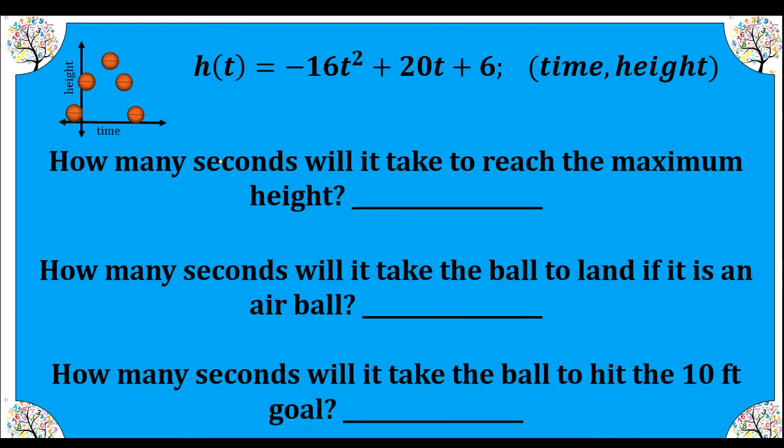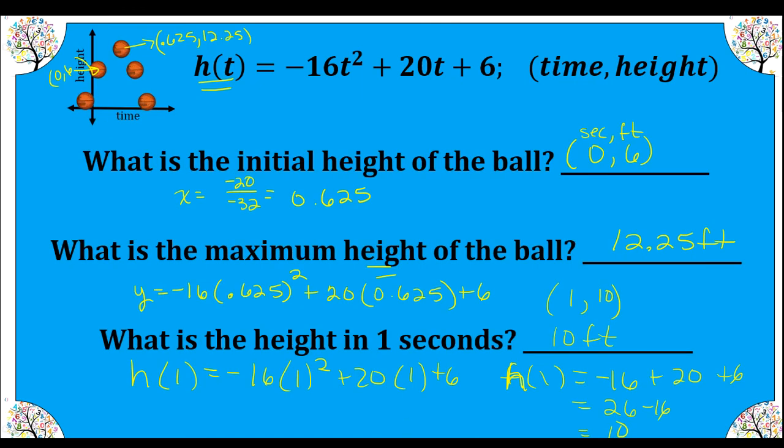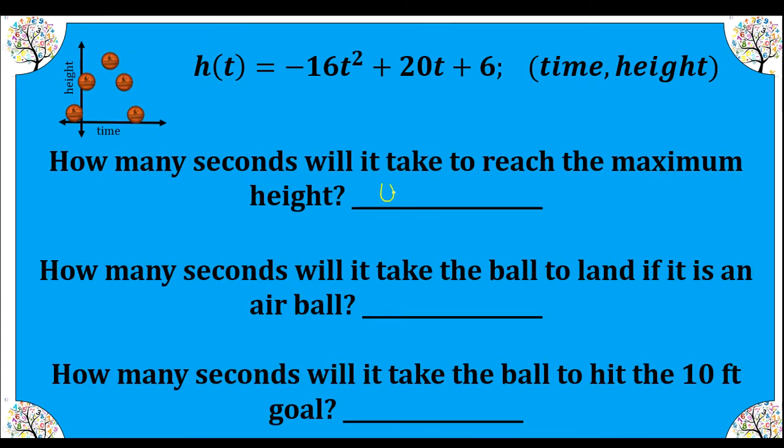Okay, how many seconds will it take to reach the maximum height? Well, this is the x part of the vertex, and that was 0.625 seconds. Let's always use our units. How many seconds will it take the ball to land if it is an air ball? So if it doesn't hit the backboard or the goal and it hits the ground, we need to find our x-intercept. We know this other x-intercept is negative and it's irrelevant.